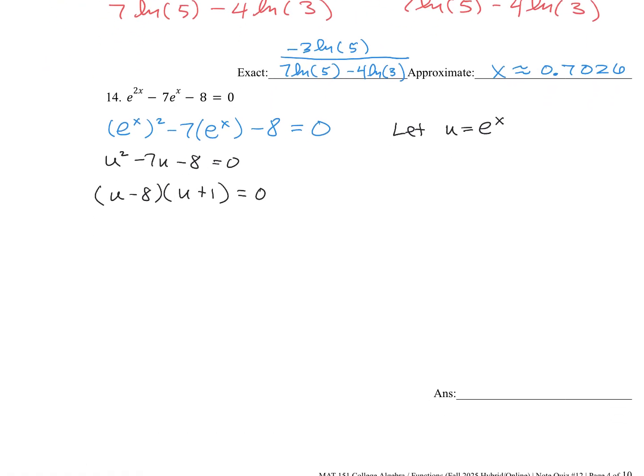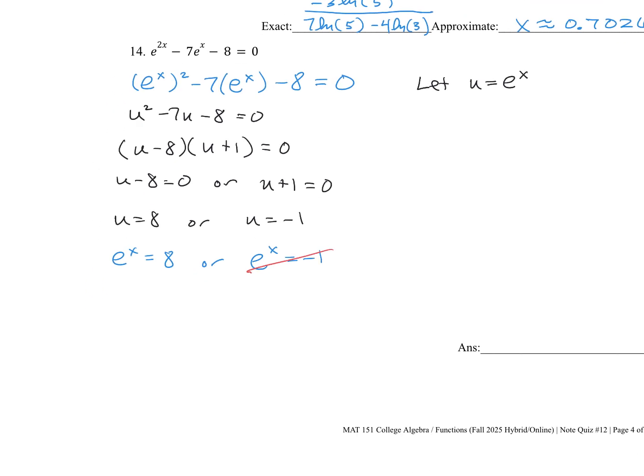Then if I set each of those factors equal to 0, I've got u minus 8 equals 0, or u plus 1 equals 0. So u is 8, or u is equal to negative 1. But I didn't want u's, I wanted x. So now I make the replacement that u is e to the x. So e to the x equals 8, or e to the x equals negative 1. And it should bother you when I write that second equation. It is impossible for an exponential function to ever give you a negative answer. So this is not possible, and we scratch it out.